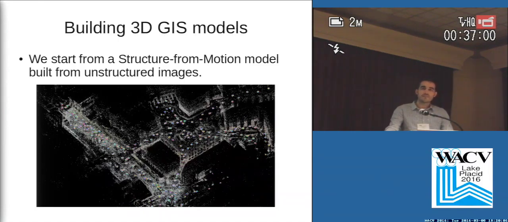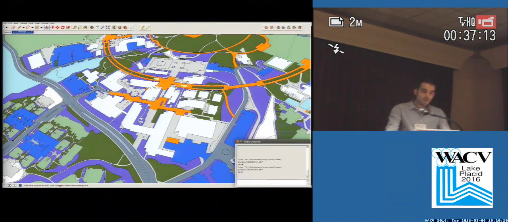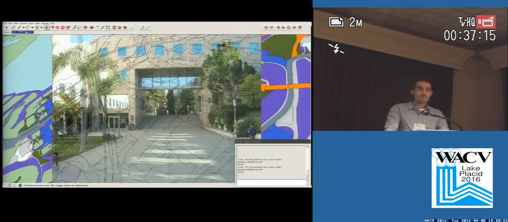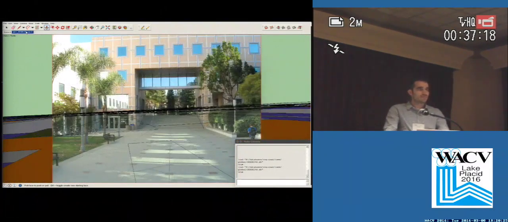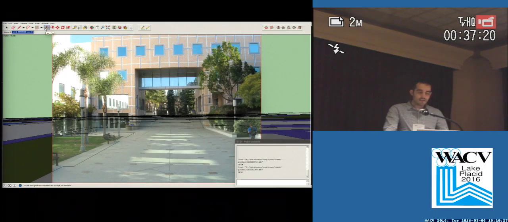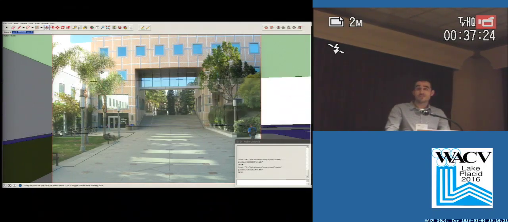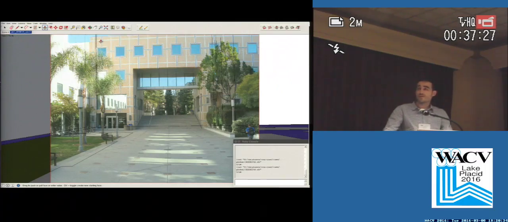We start first by building a structure from motion model out of the unstructured images that we have from our campus. And then we can simply align this model with a 2D map by selecting at least 3 points that are common to the map and the structure from motion model. Once we have that, we developed a plugin for the modeling tool SketchUp, so that the user is presented with an overlay of the geo-registered image and the 2D map. And so in a matter of minutes, you can create 3D geometry really easily.